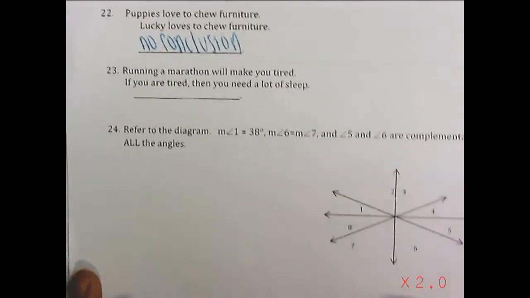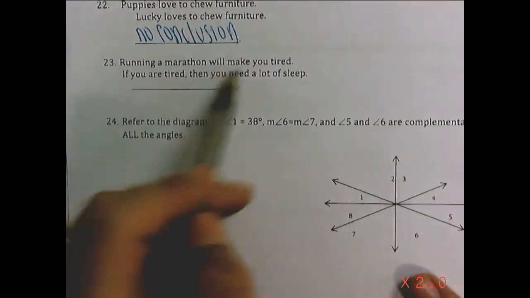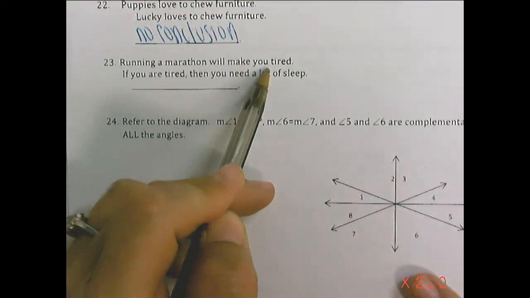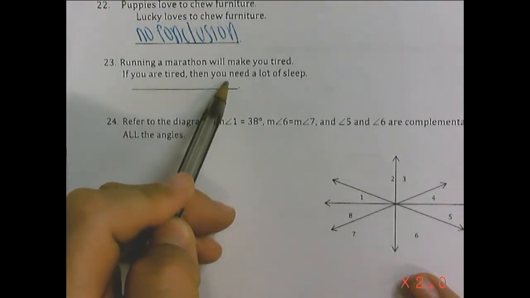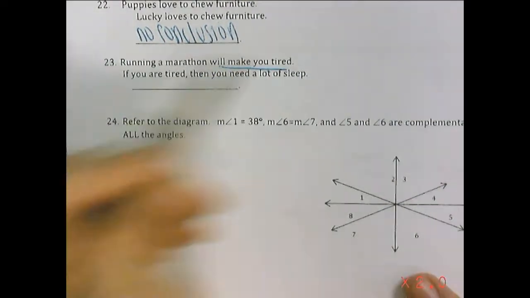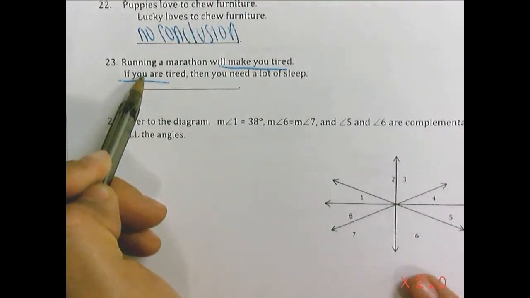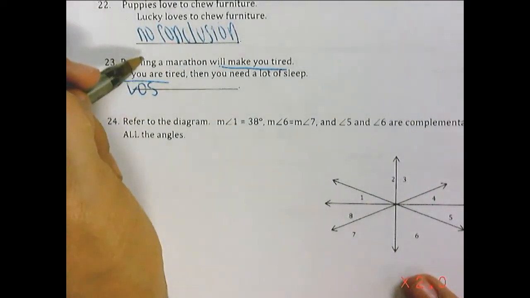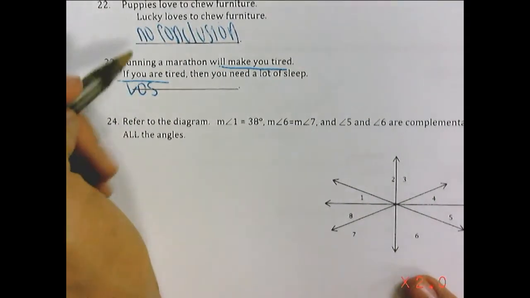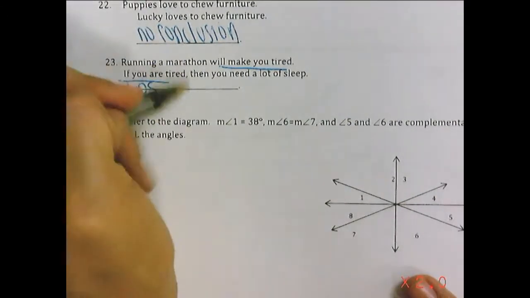All right, let's look at 23. If you are running a marathon, you will be tired. It will make you tired. Sounds right. If you are tired, then you need a lot of sleep. All right, tired and tired. The conclusion of one matches with the hypothesis of another. That would be law of syllogism. And what we're going to say is if you run a marathon, then you will need a lot of sleep.